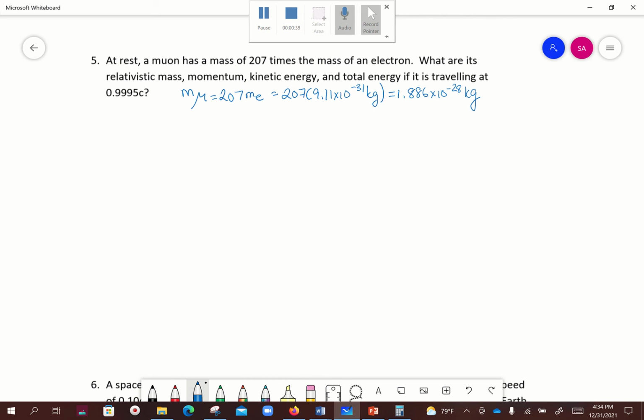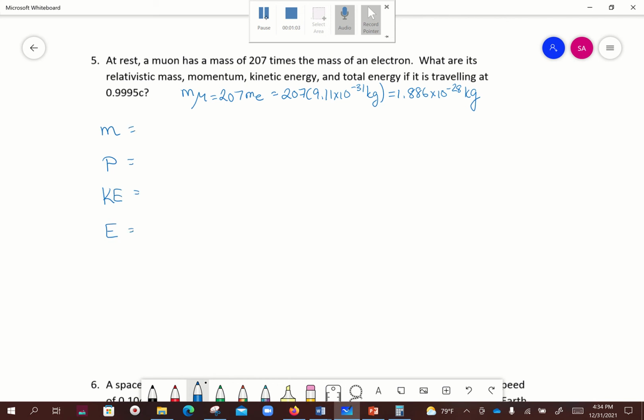And we're asked what's the relativistic mass, the momentum, the kinetic energy, and the total energy if it's traveling at almost the speed of light, right? 0.9995 times the speed of light. So we want to find the relativistic mass, the momentum, the kinetic energy, and the energy. So what are the equations for these?